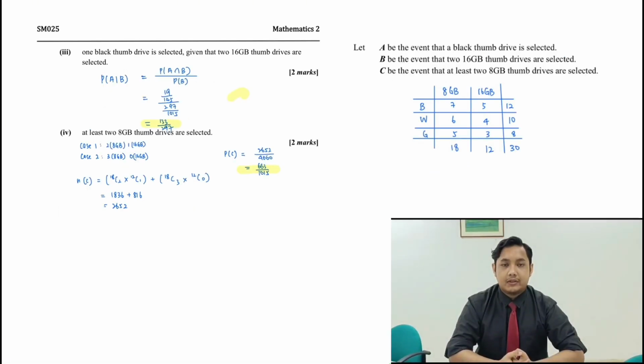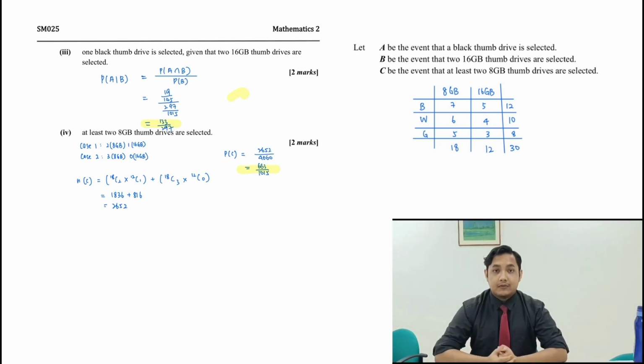For question number 3, the question asks for the probability of one black thumb drive given two 16 GB thumb drives. So we just use the conditional probability formula, which is the probability of one black thumb drive intersect with two 16 GB thumb drives, divided by the probability of two 16 GB thumb drives, and we just substitute the values and we get the answer of 133 over 287.